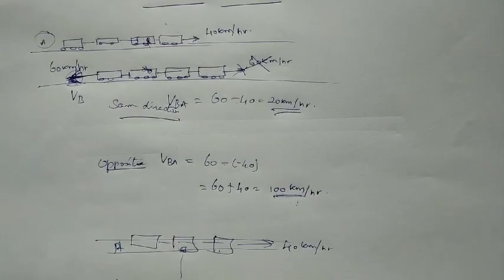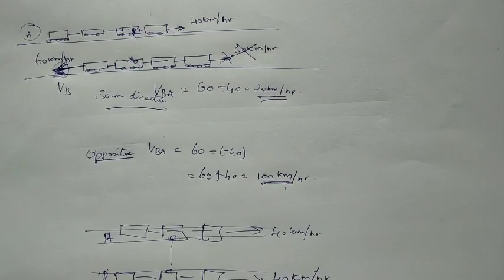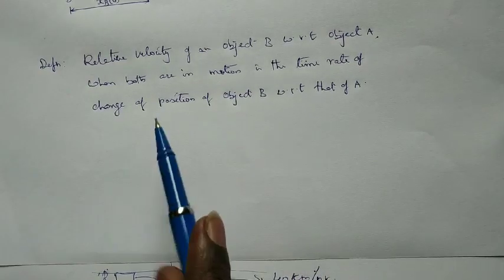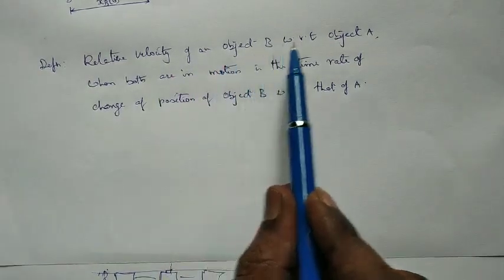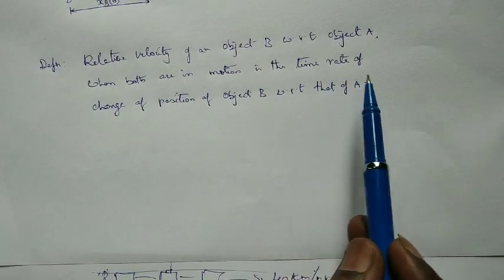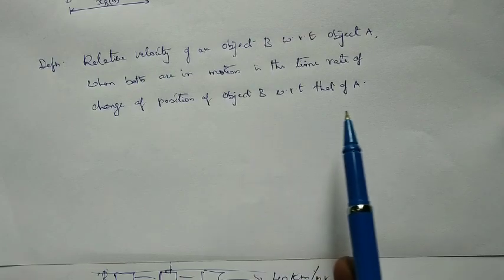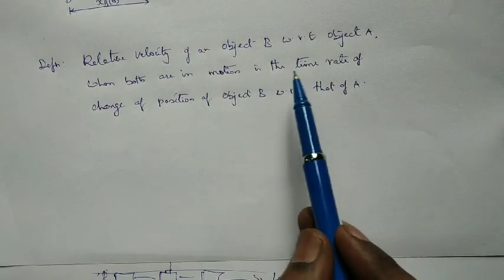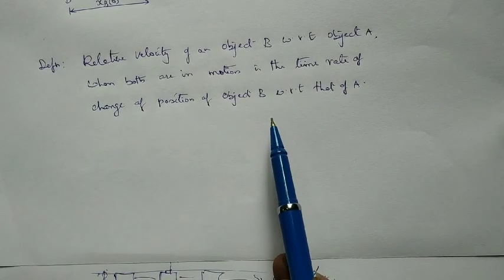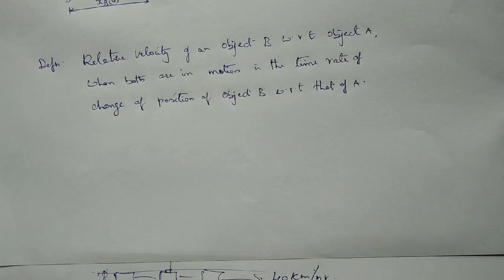Now we will read the definition of relative velocity. What is the definition of relative velocity? The relative velocity of an object B with respect to A, when both are in motion, is the time rate of change of position of object B with respect to object A. So that is what basically relative velocity means.